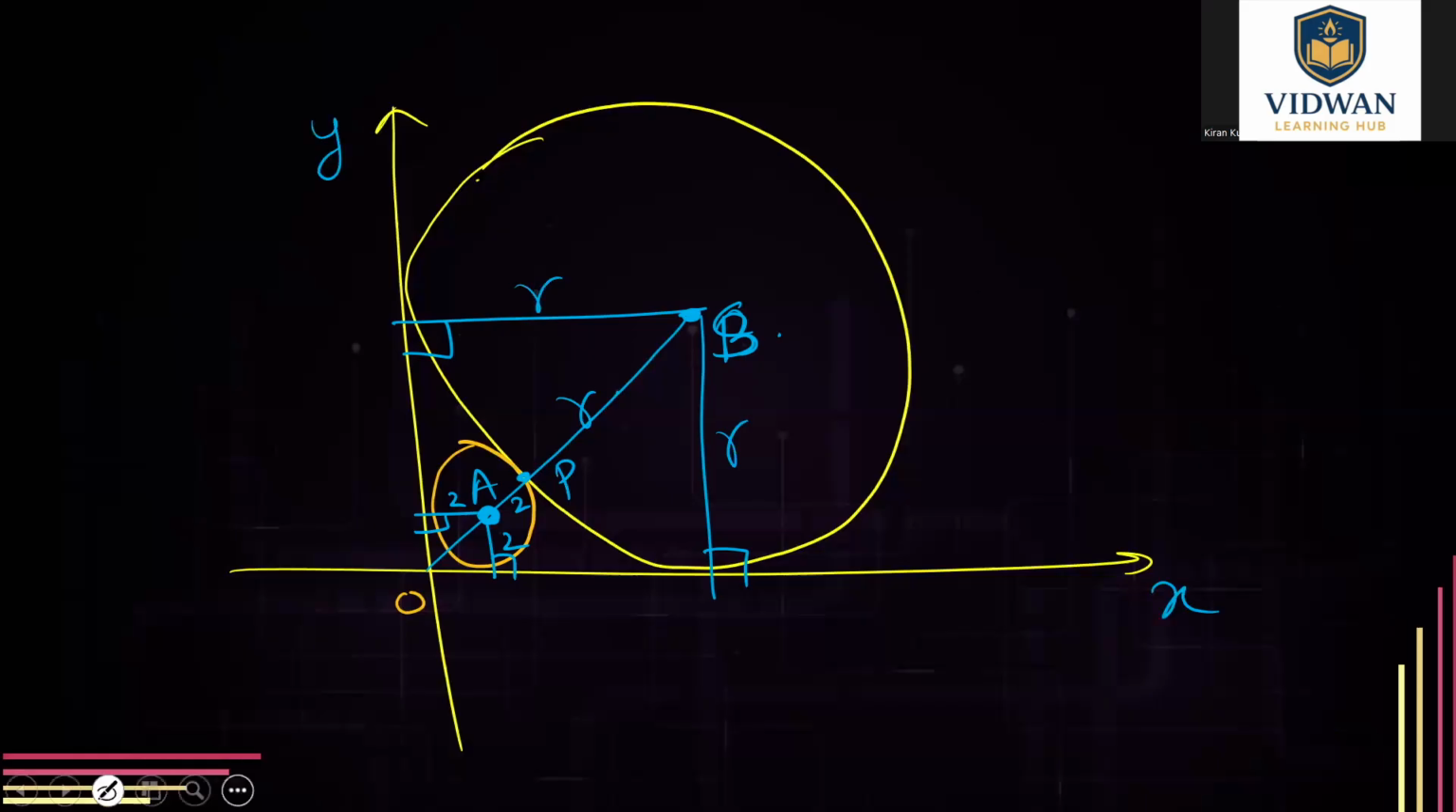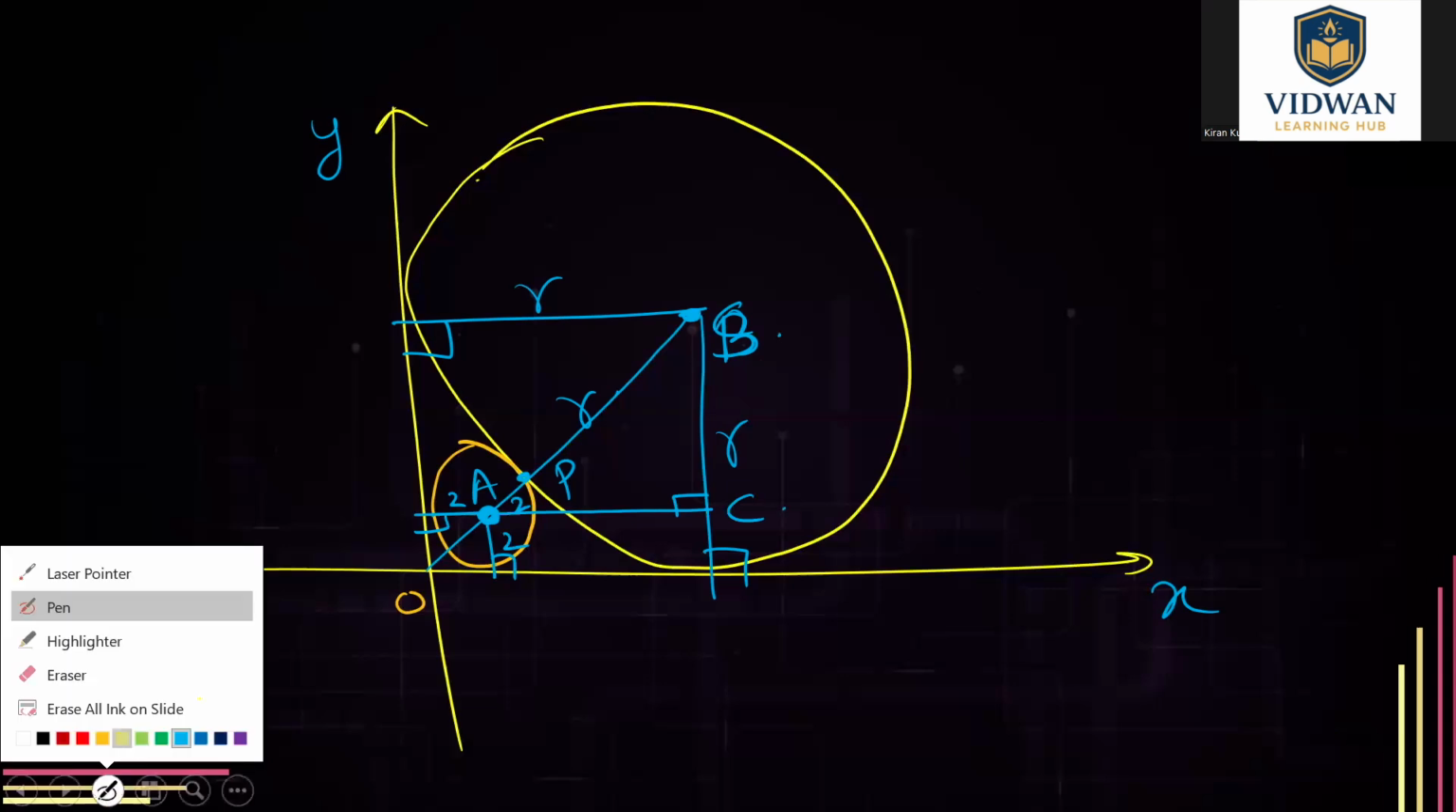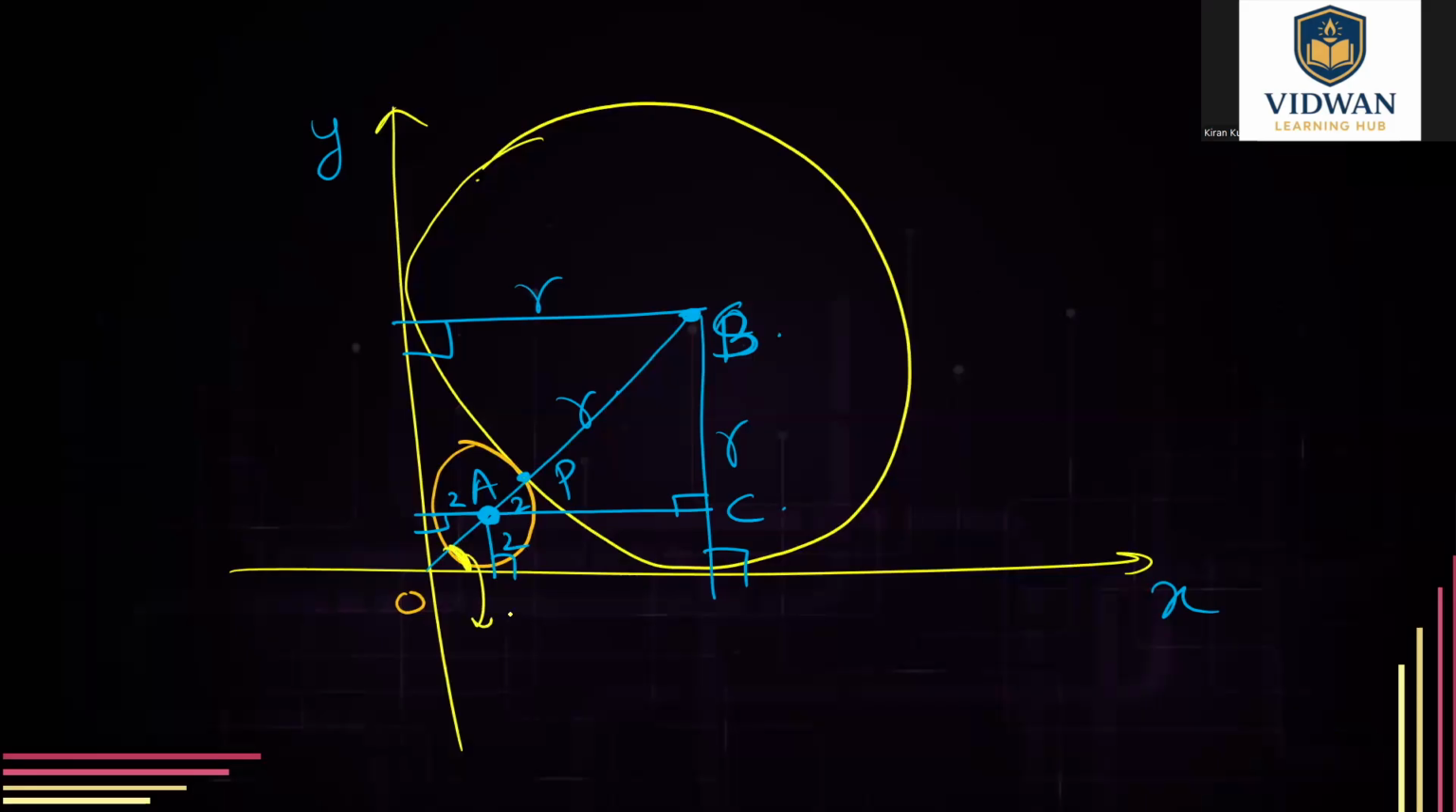Okay, so I'll just extend this perpendicular like this, call it some C. So what is the angle at this point? That is 45 degrees, because this is 2 and 2. This is 2, this is 2. This angle will be 45 degrees, and that means this angle is also 45 degrees.